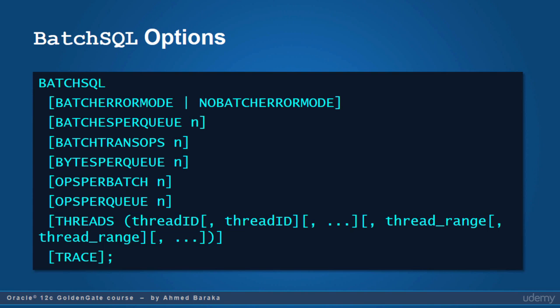This slide is showing the syntax of Batch SQL parameter. Batch SQL has options to control mainly the memory used to save the batches. I will show you in the next slide the meaning of those options.